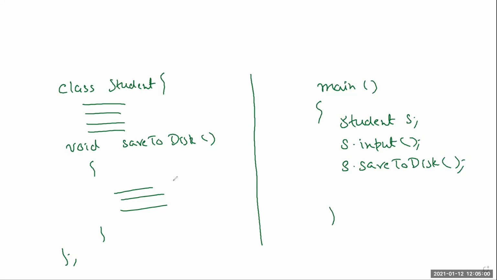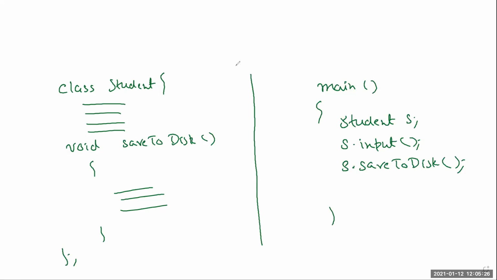Now all that code is here. So when I write s dot save to disk, which object is saved? S. If I have multiple objects s1, s2, then of course I will write s1 dot save, s2 dot save. Whatever is in s, I want that to be stored in the disk. So now you see that it looks pretty simple. I'll give you another example for reading, but let's first do it for writing.